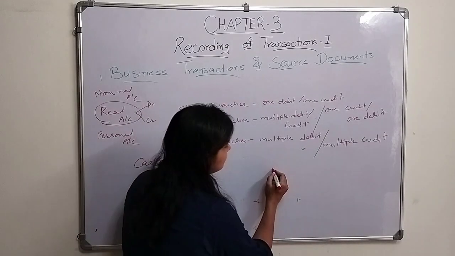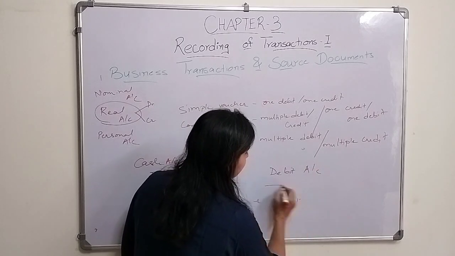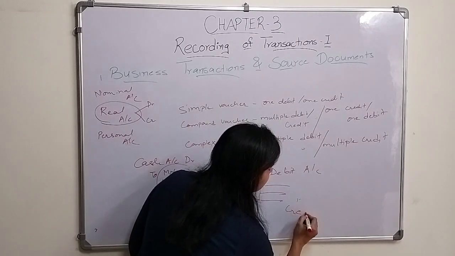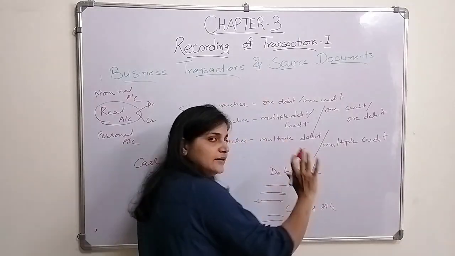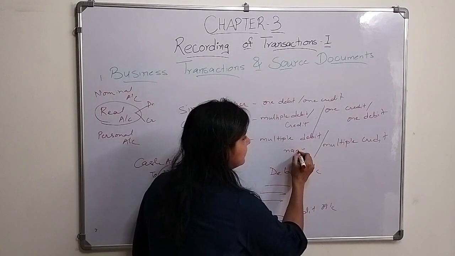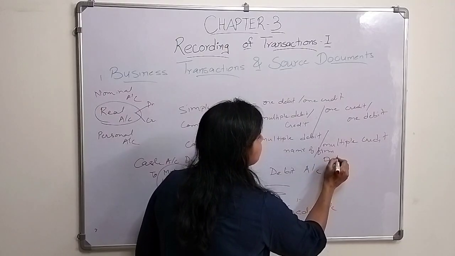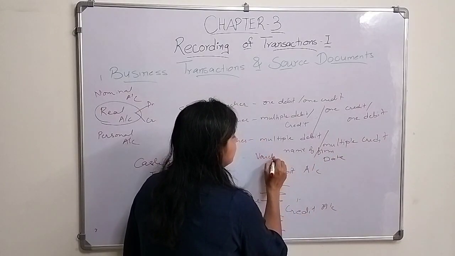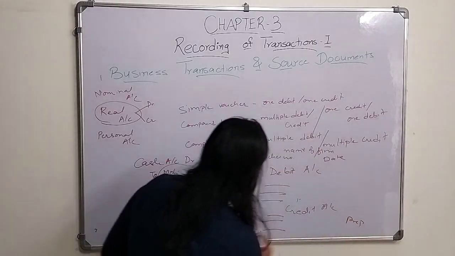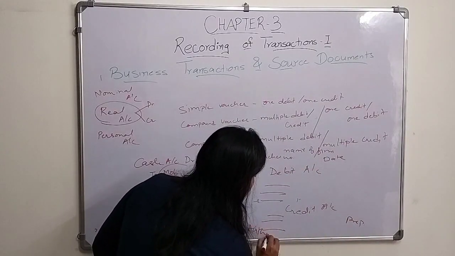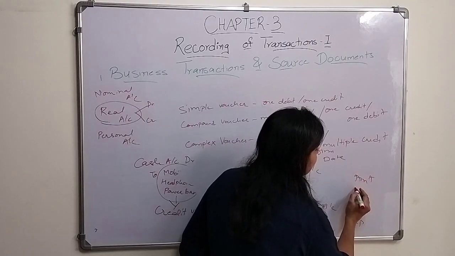In this you have to prepare the debit account, the accounts which are being debited, mention everything. Credit account, the accounts which are being credited. The other details will be the same. The name of the firm will be the same, the date will be the same, the voucher number will be the same. Okay, who has prepared it, who has authorized it. Okay, the amount you have to mention and narration.